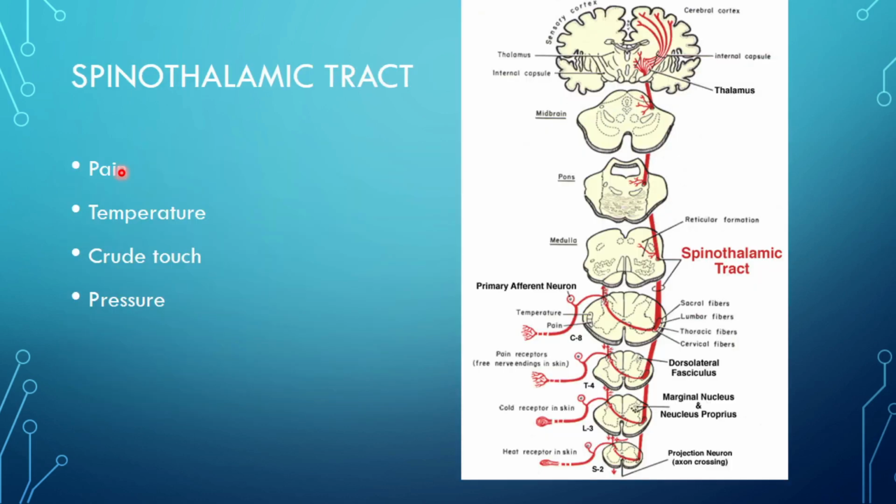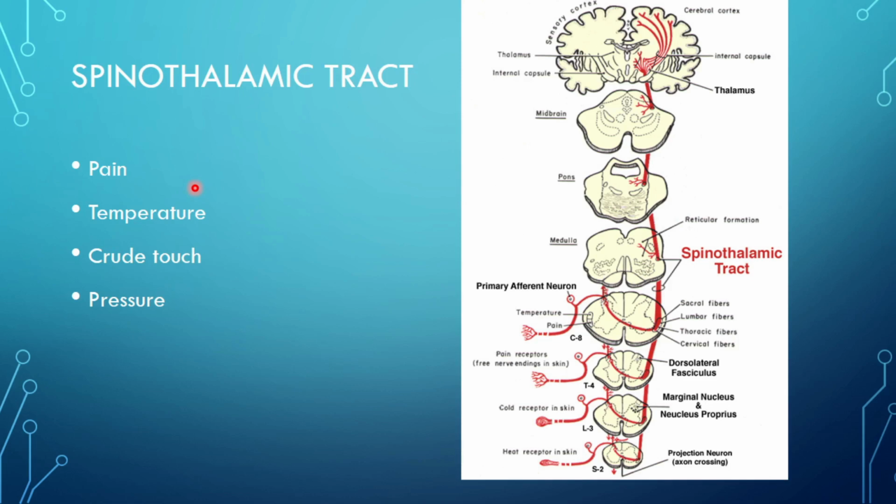And the final pathway that I'm going to mention is the spinothalamic tract. This carries information or sensations of pain, of temperature, of crude touch. So if you put your hand down on the table in front of you, you're aware that there is something there. That is crude touch. Or if you walked into a glass door or something like that, you would be aware that there is something there. That is crude touch. And also pressure.